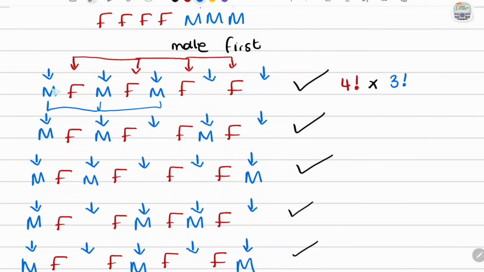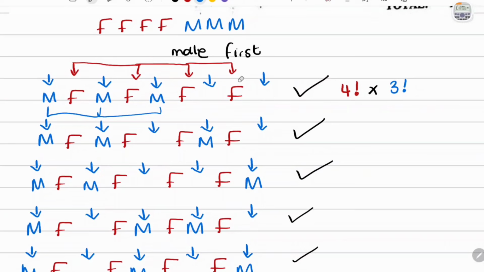For the same reason, this male doesn't necessarily have to be in this first place. He could be in the 3rd place or the 5th place. And after he's seated, the second male doesn't have to be in this 3rd place. He can be in this 3rd place or the 5th place. And then the last male would only have that place. So that's why it's 3 factorial again. So that's what that group creates.